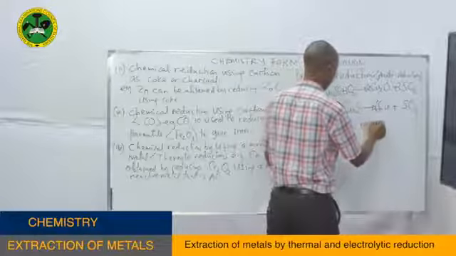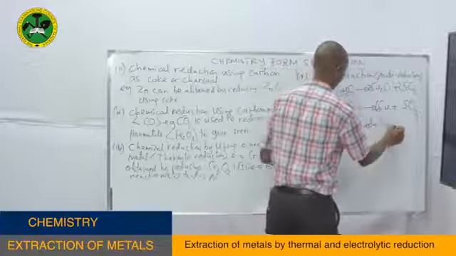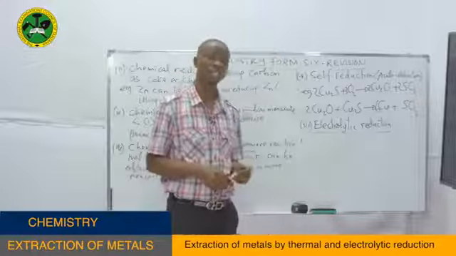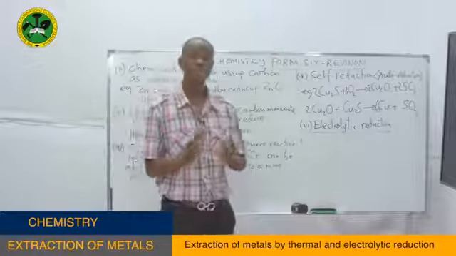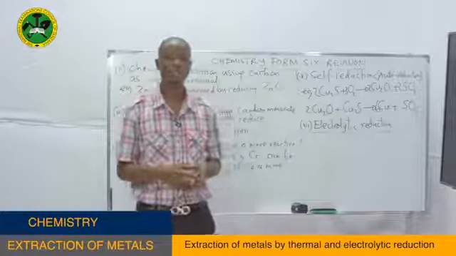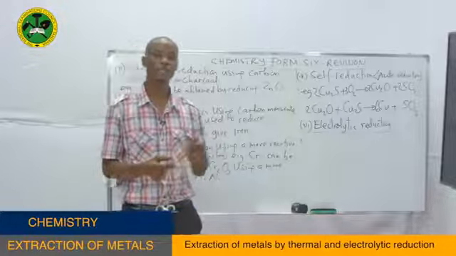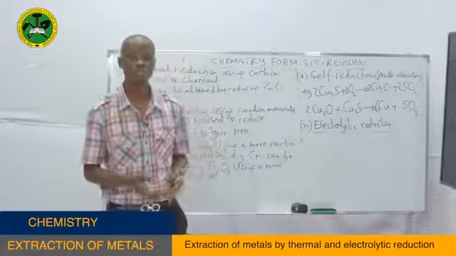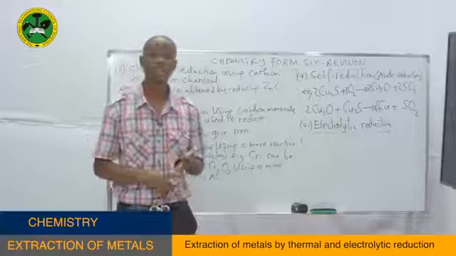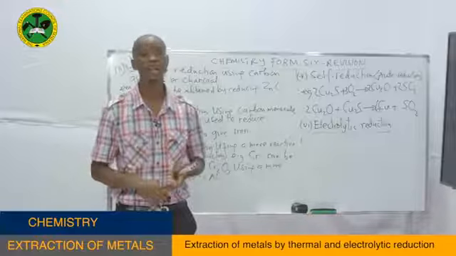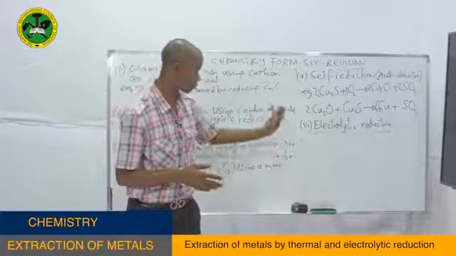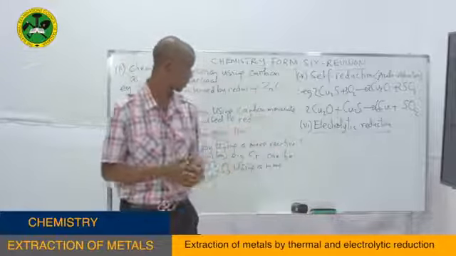Electrolytic reduction. Now, for the case of electrolytic reduction, this is used to extract reactive metals. These reactive metals can be found from group 1 and also from group 2 and group 3. For example, we can have potassium, sodium, calcium, magnesium, and aluminium. These are reactive, so they can be extracted by electrolytic reduction.